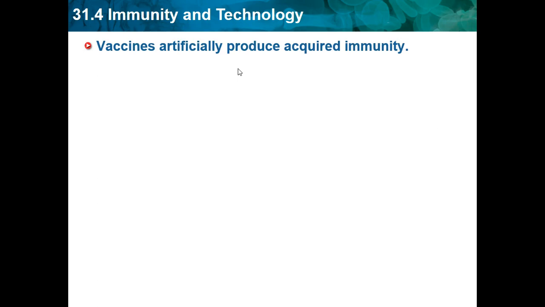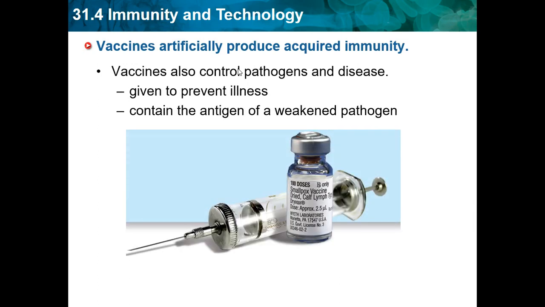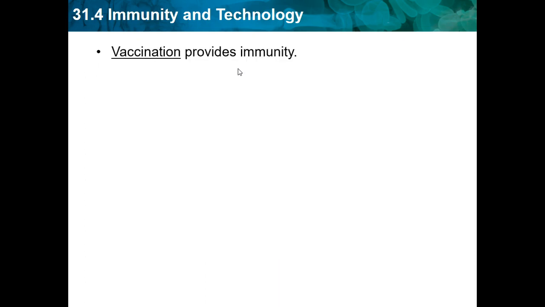Vaccines artificially produce acquired immunity. Vaccines also control pathogens and disease. They are given to prevent illnesses and contain the antigen of a weak pathogen. So you get a weakened pathogen in your body that your body can easily fight. Vaccination provides immunity. It stimulates a specific immune response.